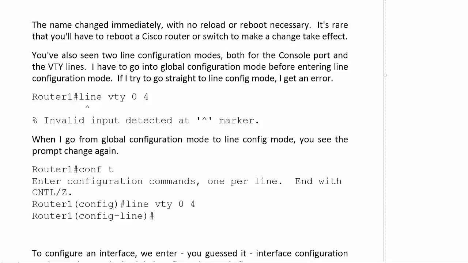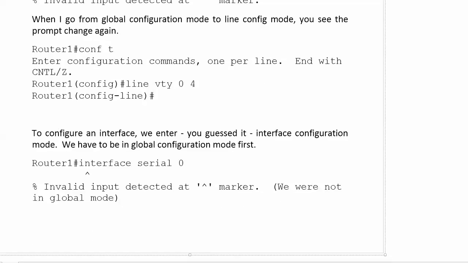But if it's telling you you were doing fine until this point and it's the second character, then you know the problem most likely is you're just in the wrong config mode. And here, when I went to line config mode from global configuration mode, line VTY 0 4, you'll notice config line and you're fine. Now to configure an interface, you guessed it and you've seen it, interface configuration mode.